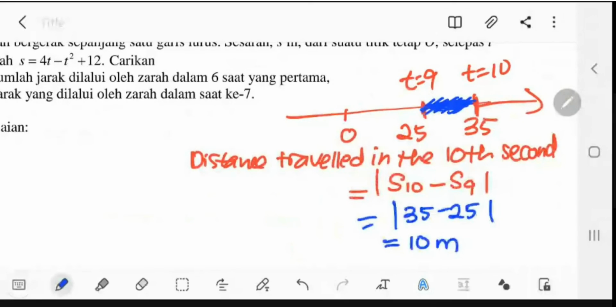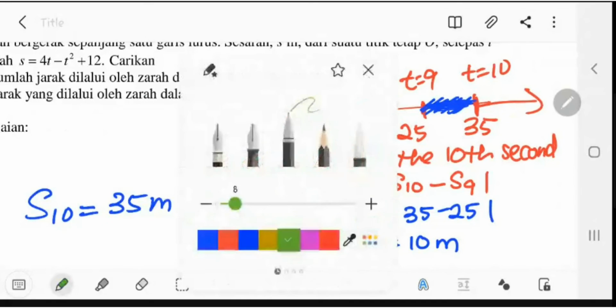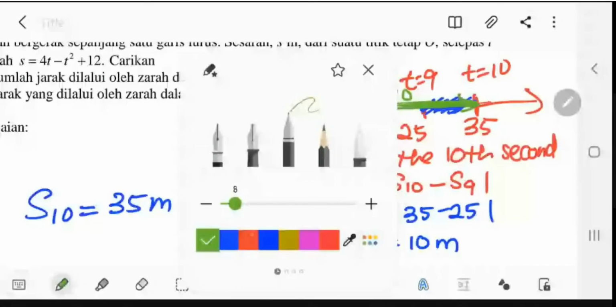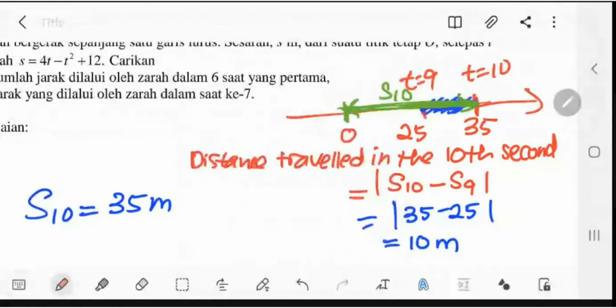S10 adalah 35 meter. S10 maksudnya daripada sini sampai sini. Ini S10. Okay, katakanlah warna pink, S9. S9 adalah 25 meter. Tadi dekat 9 second, ni 10 second. S9 maksudnya dari sini sampai sini. Part ni je. Ini S9.